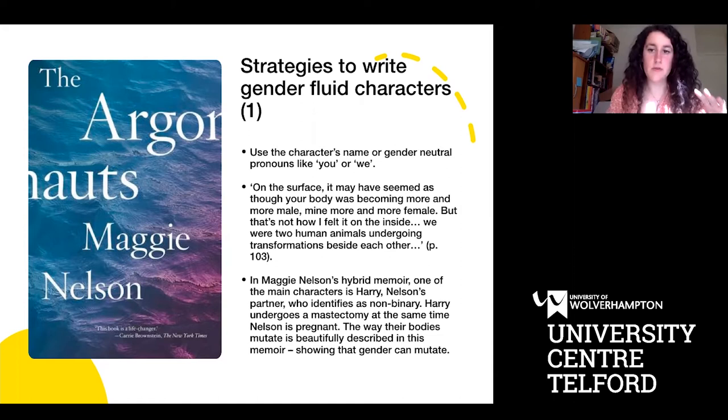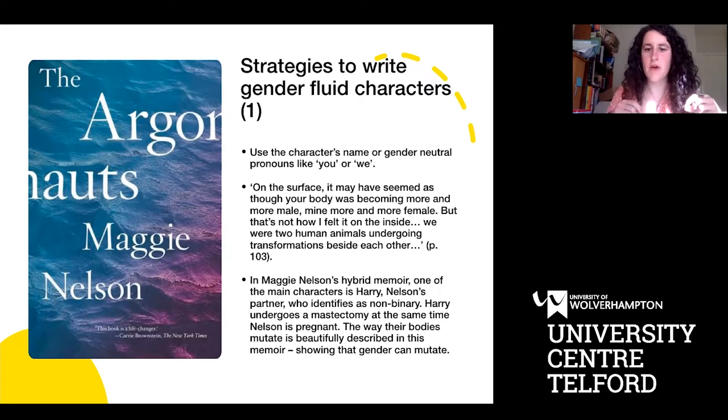So this is a strategy that is used by writer Maggie Nelson. Maggie Nelson is a gender scholar, but she is also a writer, specifically a creative nonfiction writer. And one of her most celebrated works is called The Argonauts. The Argonauts is very interesting. It does explore the idea of gender fluidity, because it's an autobiography. It's all about her own life, and about a specific period in her life in which she got pregnant, and her partner, who identifies as a non-binary person, was going through a mastectomy. So it's all about how their bodies were changing in that specific period of time.